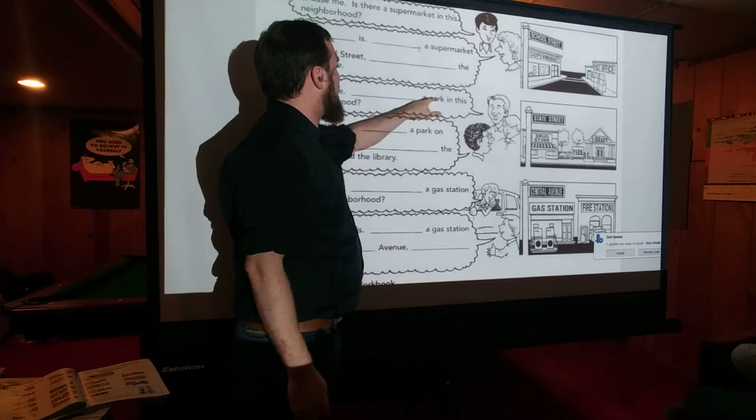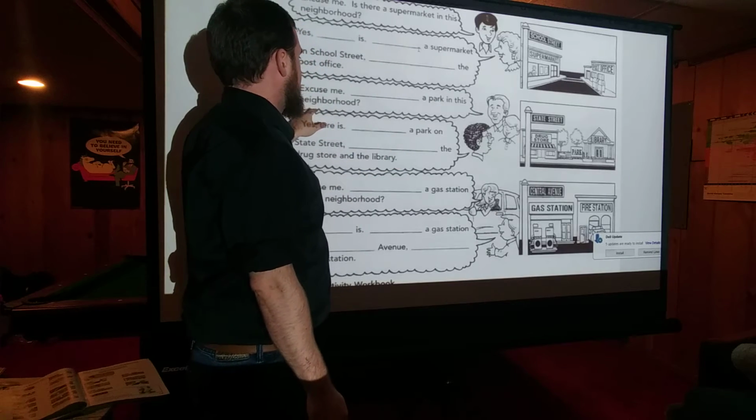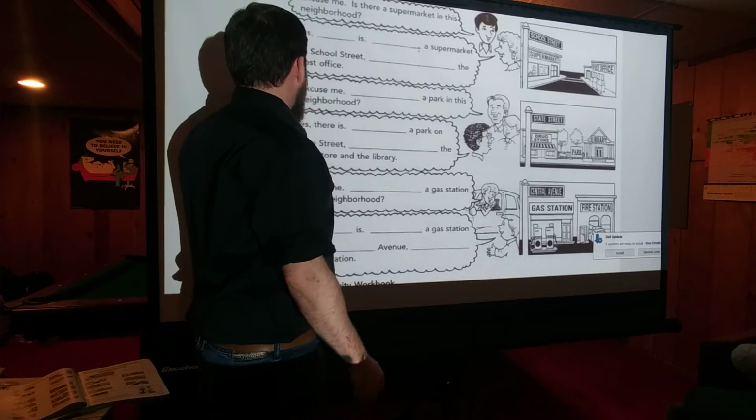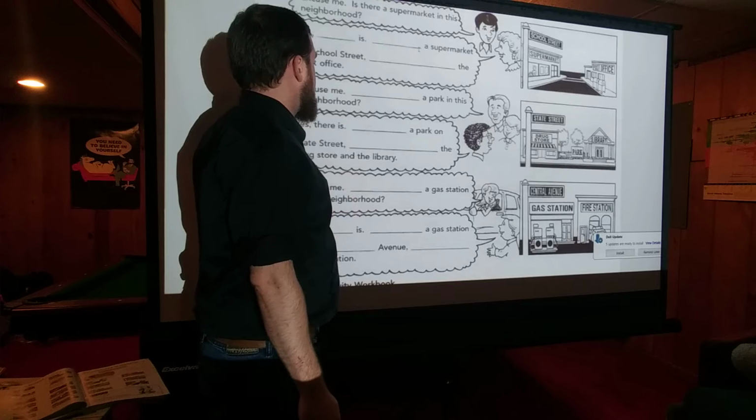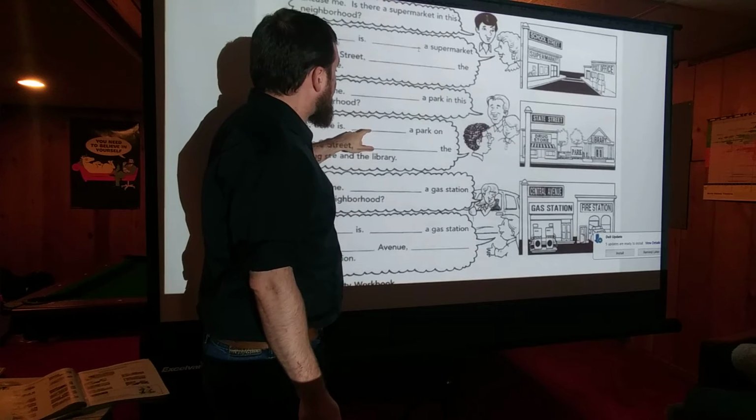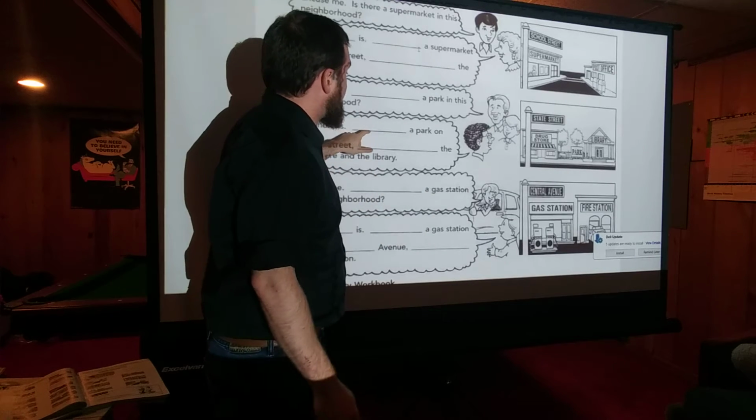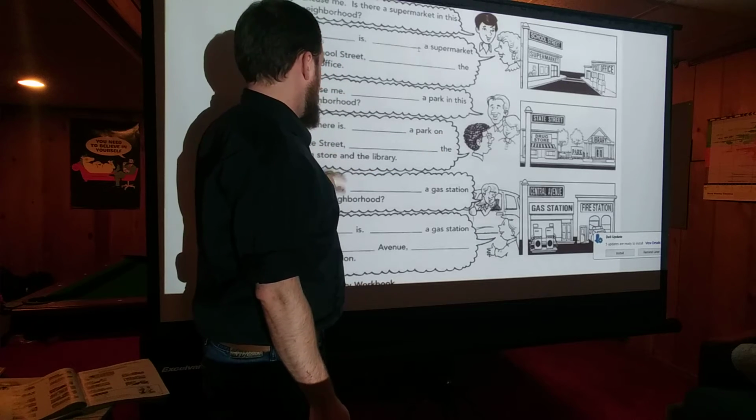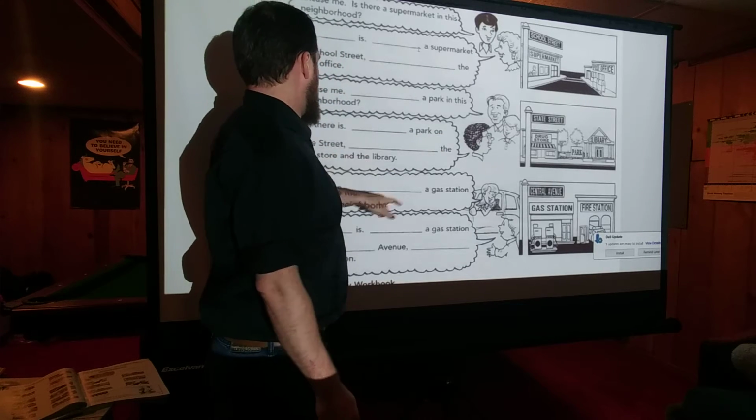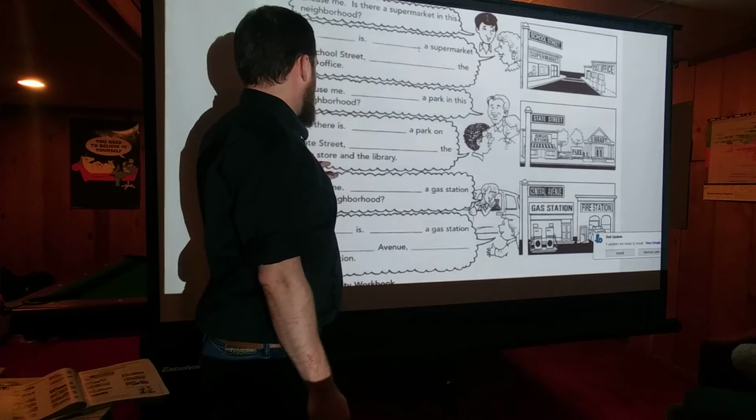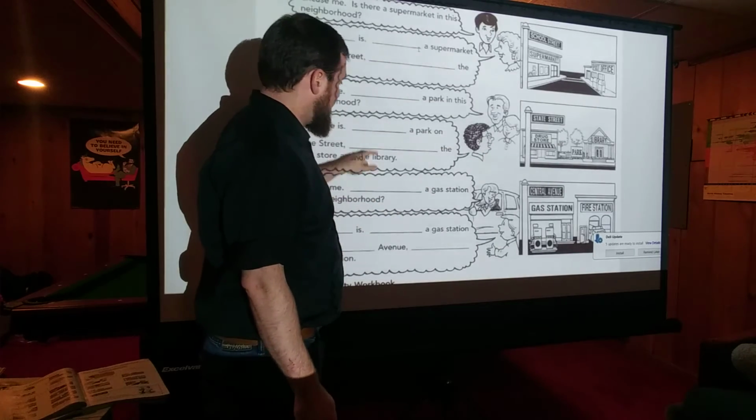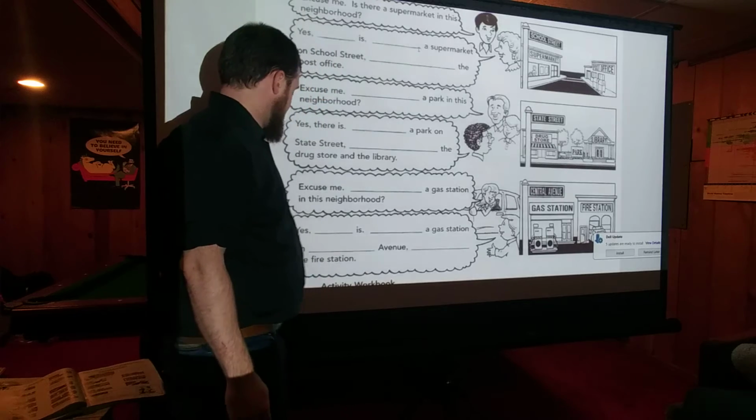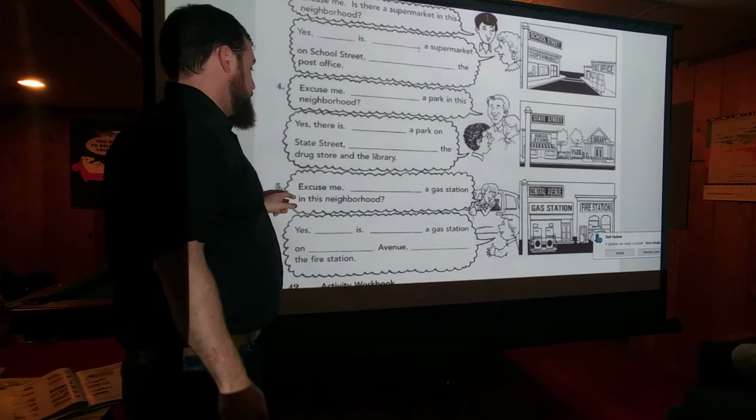Excuse me. Is there a park in this neighborhood? Is there? Yes, there is. There's, with an S, there's a park on State Street. Between the drugstore and the library. Between. Okay? Number 5.